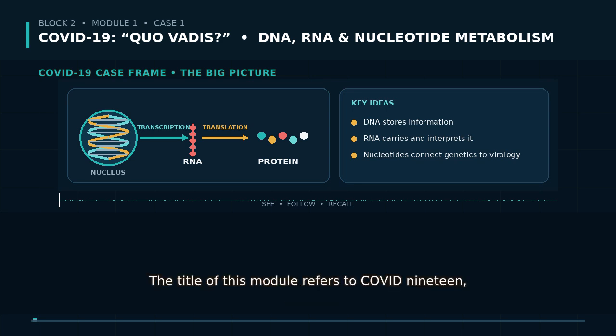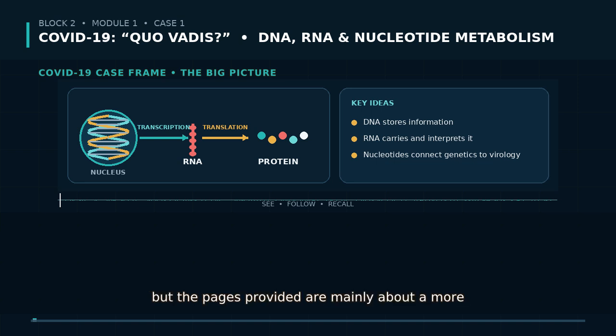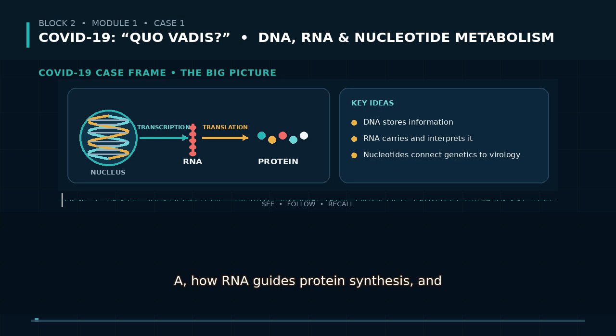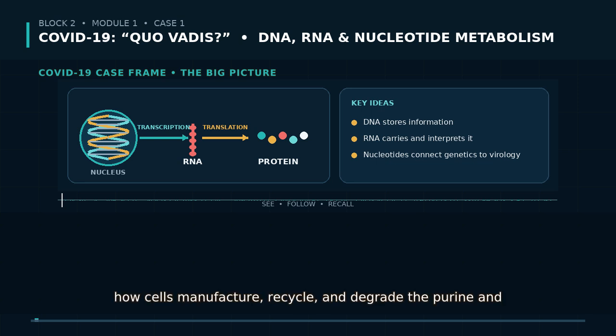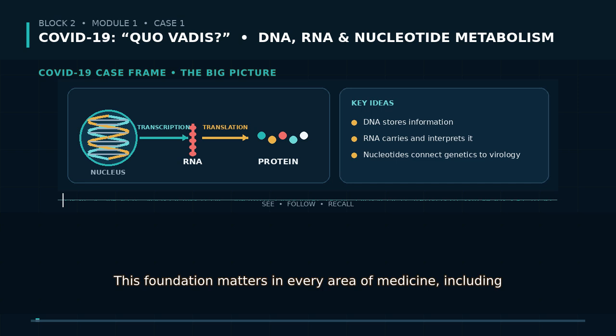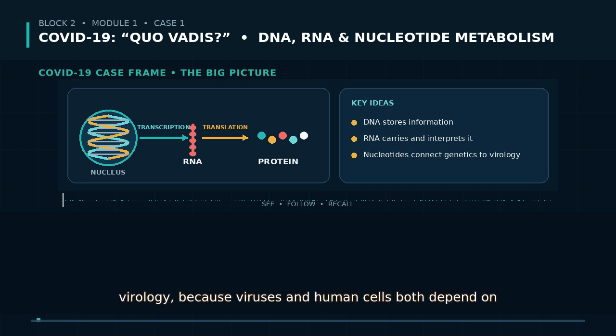The title of this module refers to COVID-19, but the pages provided are mainly about a more foundational subject. They explain how genetic information is stored in deoxyribonucleic acid, or DNA, how that information is copied into ribonucleic acid, or RNA, how RNA guides protein synthesis, and how cells manufacture, recycle, and degrade the purine and pyrimidine nucleotides needed for these processes. This foundation matters in every area of medicine, including virology, because viruses and human cells both depend on nucleic acids and nucleotide chemistry.